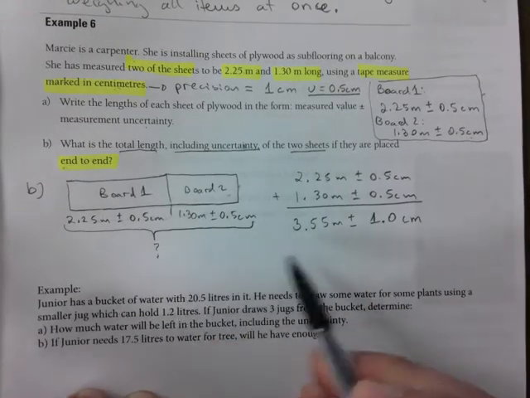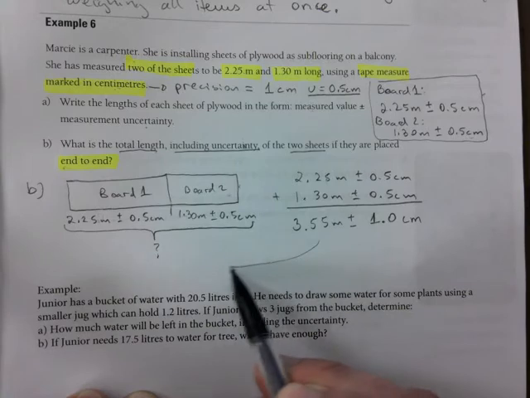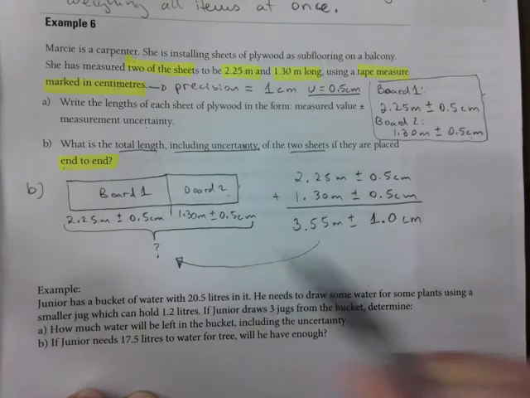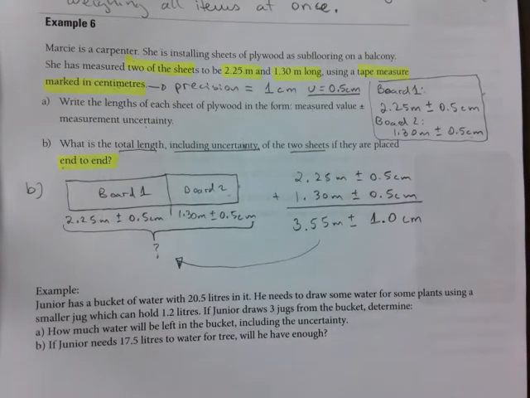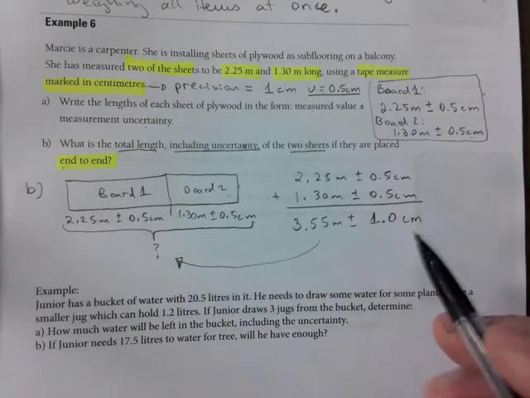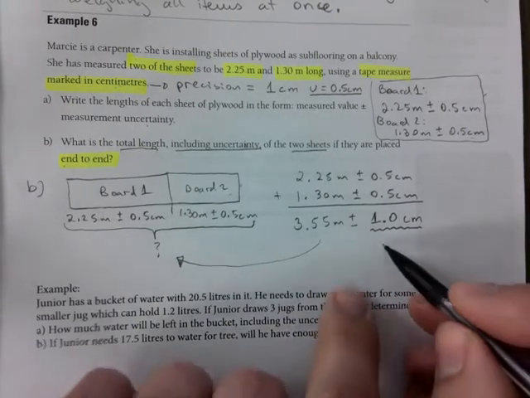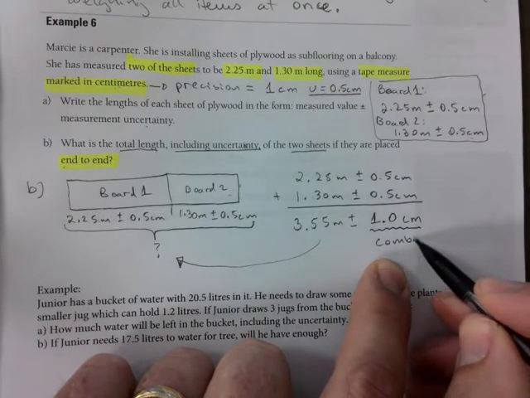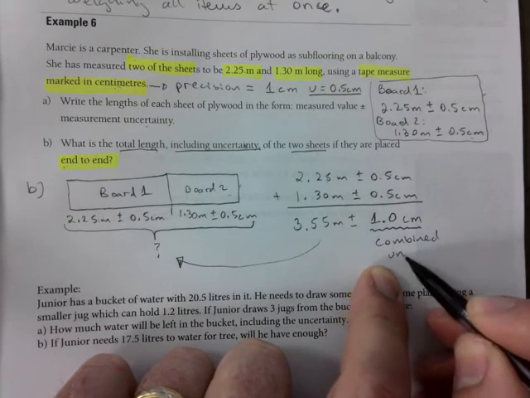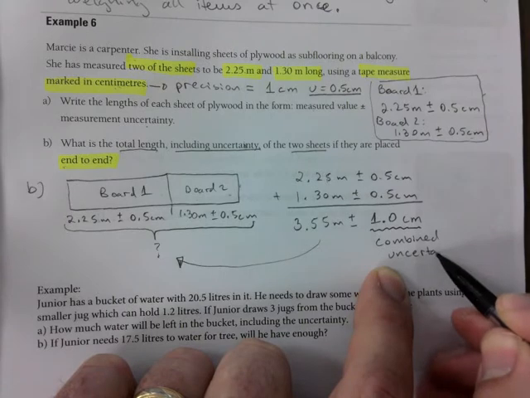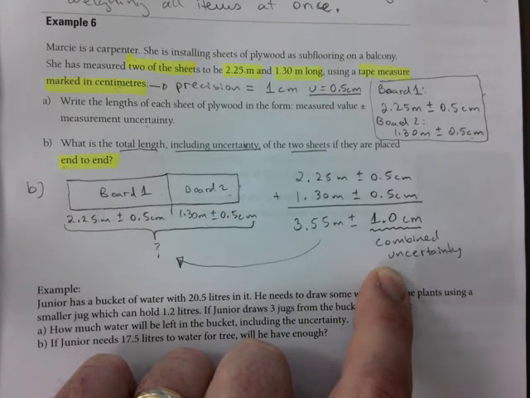Okay, so this is what the combined length would be. And this is the combined uncertainty.